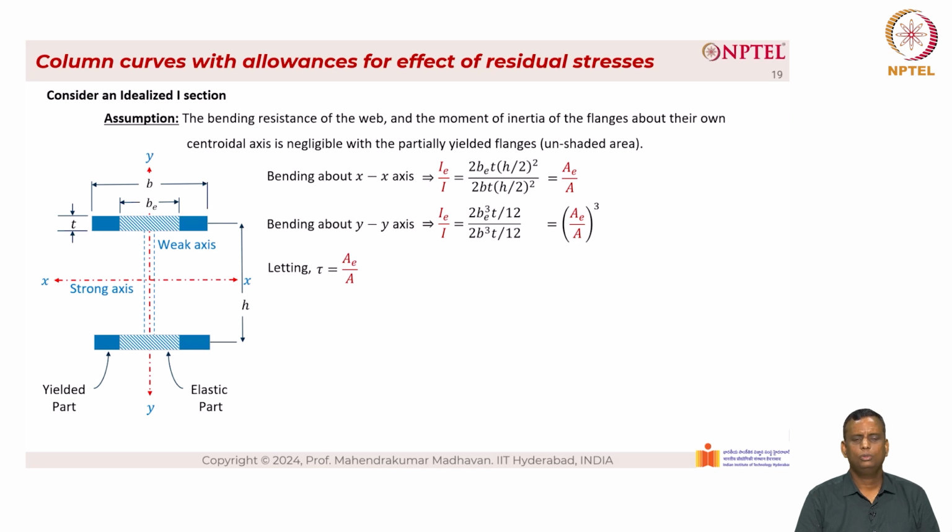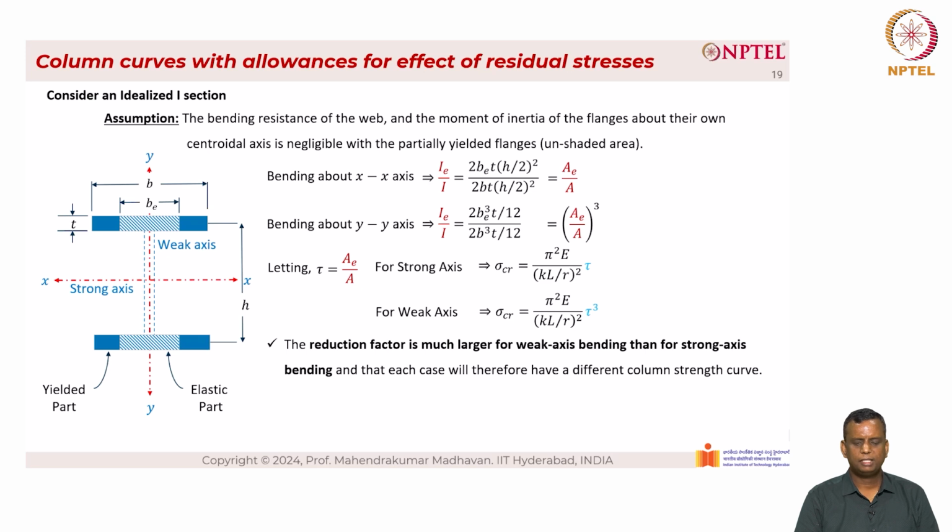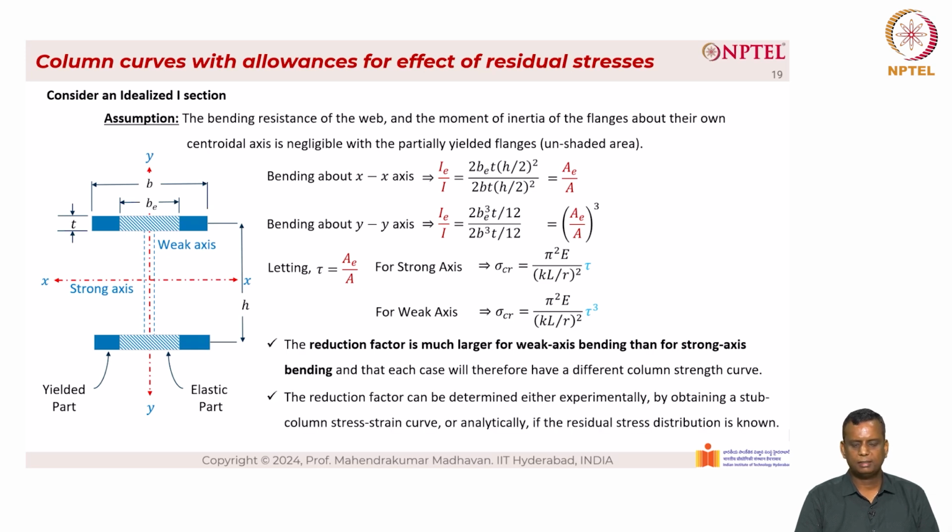So letting tau equal A_E by A, we have for strong axis sigma critical equal to pi square E divided by (KL by r) the whole square into tau. And for weak axis, we have sigma critical equal to pi square E divided by (KL by r) the whole square into tau cube. So the reduction factor is much larger for weak axis bending than for strong axis bending, and each case will therefore have a different column strength curve. The reduction factor can be determined either experimentally by obtaining a stub column strength curve or analytically if the residual stress distribution is known.